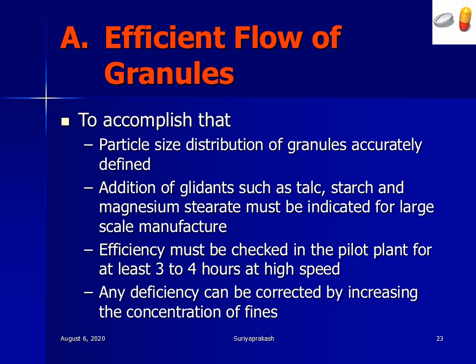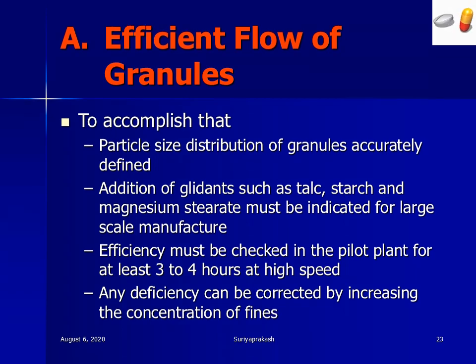So suppose any mistake has happened, if you don't check it in time, then most of the tablets manufactured in that time period will be lost. So immediate to correct it. So in process checking is essential when you are using the high speed machines. Any deficiency can be corrected. Any deficiency of weight variation can be corrected by increasing the concentration of fines. That I will explain to you while we are doing in the laboratory.